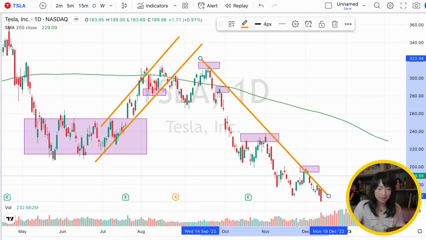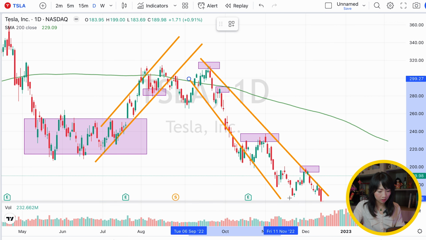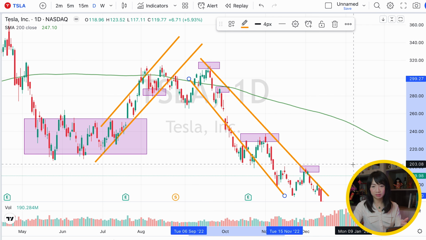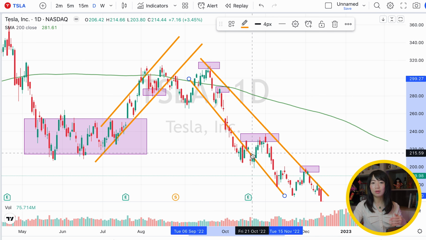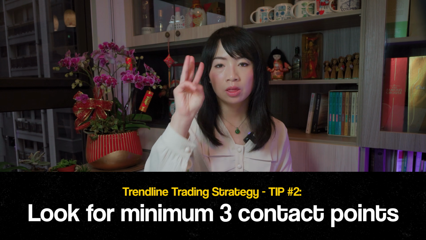Then that's when you get a downtrend, lining up the lower highs as well as the lower lows. Exact same concept, but now you see a downtrend for Tesla stock. And the second tip I have for you when drawing trend lines is that you want to make sure there are at least 3 contact points. In fact, you want to see as many as possible on the chart.